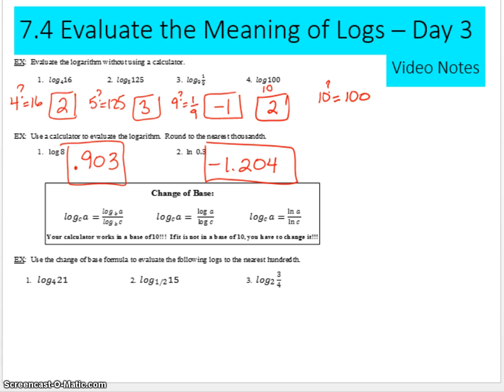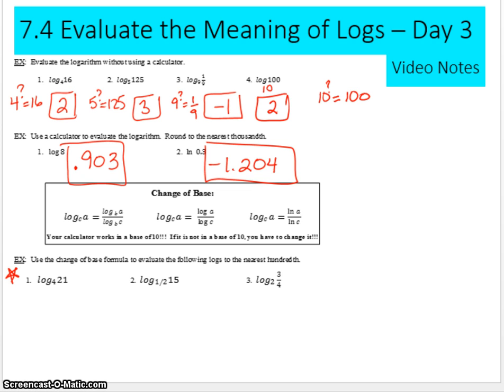Okay, now we're going to evaluate, well, what if they don't have a base of 10, like in number 1, or of e, like in number 2, so we can't use those calculator functions. We're going to do what's called the change of base formula. Okay, so now looking at these down here, you'll notice those are not base 10 or base e. So what we need to do is change it to a base 10 or a base e, and typically we just stick with base 10.